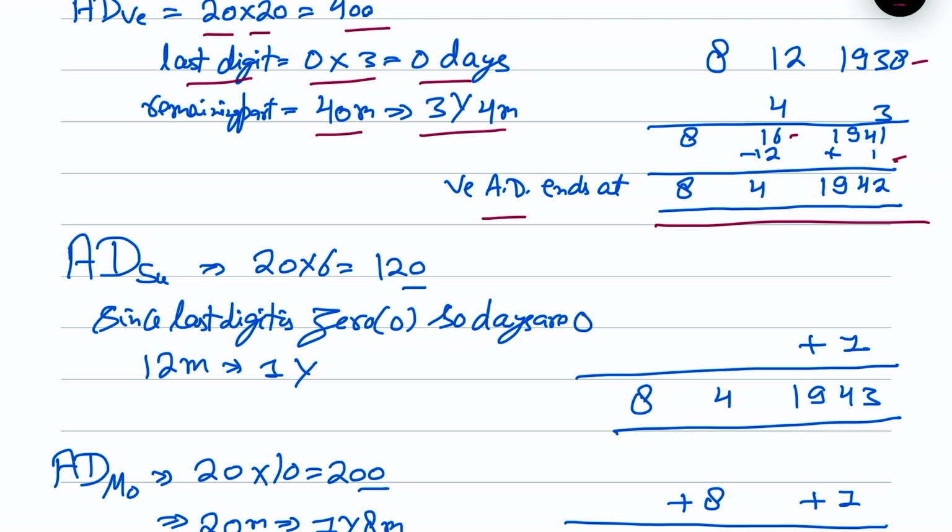Now the Antardasha of Sun. Since the Mahadasha of Venus is 20 years and the Mahadasha of Sun is 6 years, 20 into 6 is 120. The last digit is 0, multiplied by 3 gives 0 days, and the remaining is 12 months, which is equal to 1 year. So we add 1 year to it. So Sun Antardasha ended on 8/4/1943.